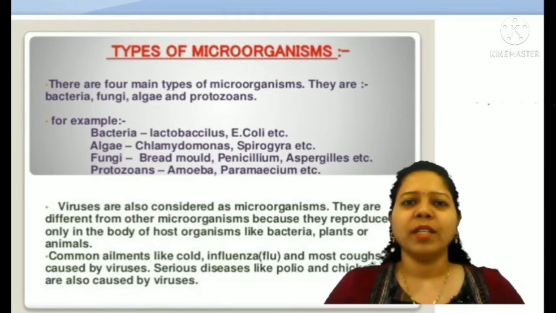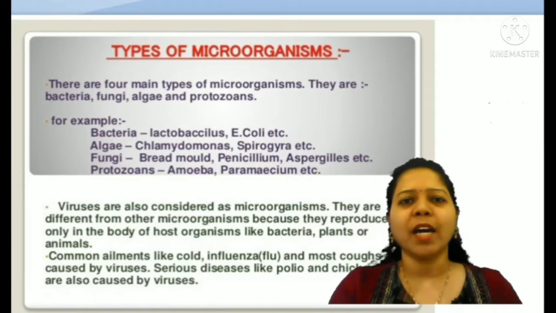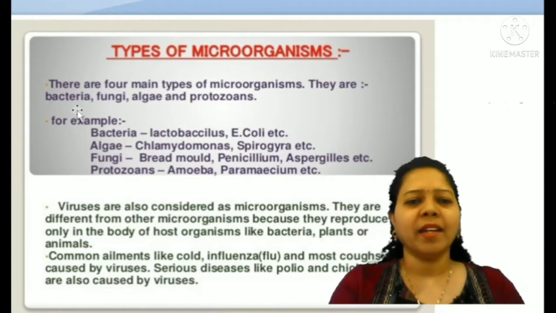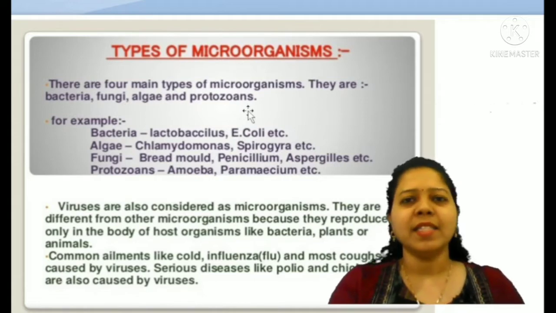Next we are going to see the types of microorganisms. Mainly microorganisms are classified into four groups. Which are those? We'll see. There are four main types of microorganisms. They are bacteria, fungi, algae and protozoa. Bacteria, fungi, protozoa and algae, these are the main four types of microorganisms.